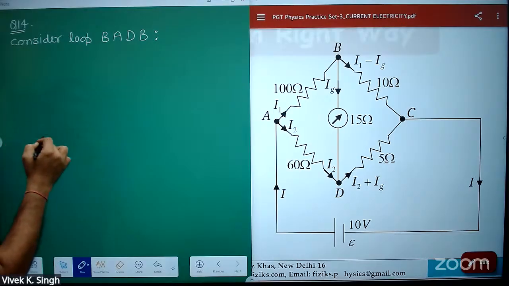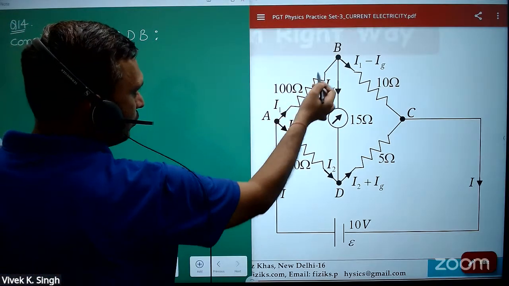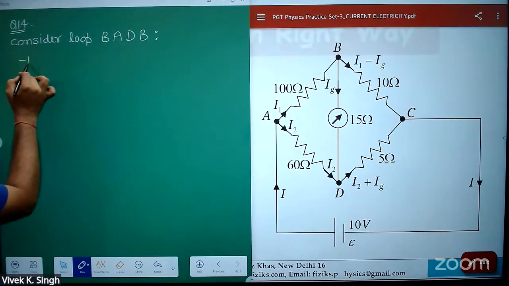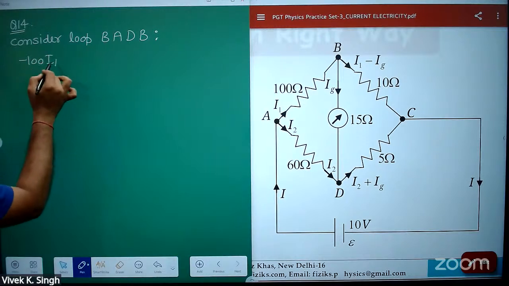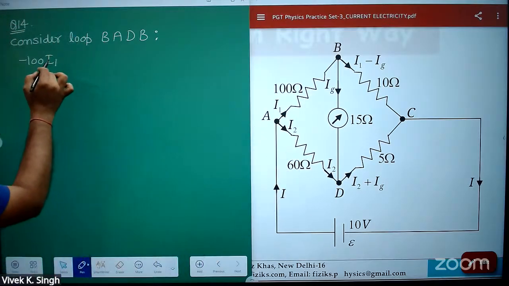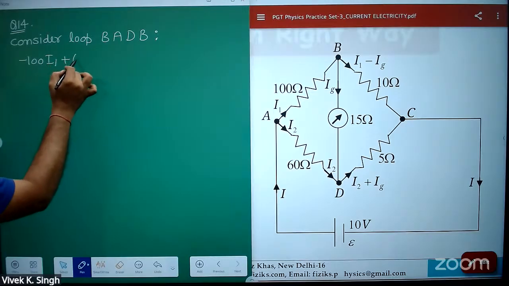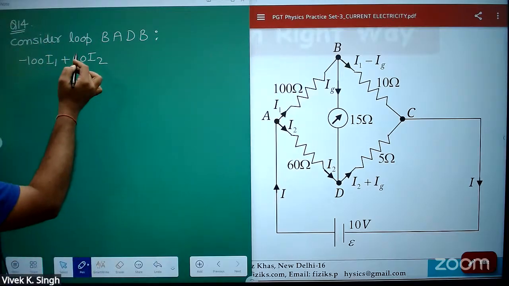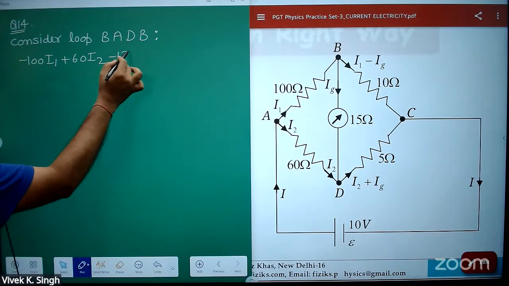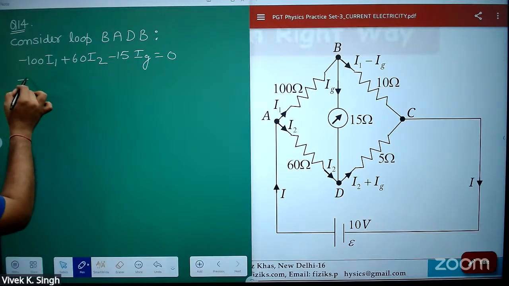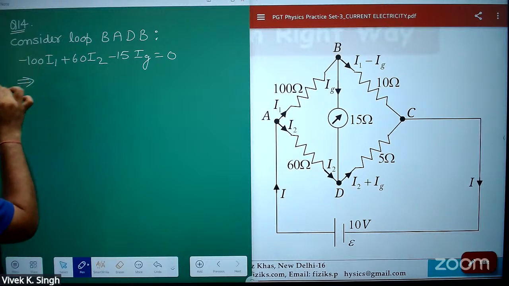So what you will get if you are moving in this direction: this is lower potential, this is at higher potential. So this is minus 100 I1. Then this will be plus 60 into I2, and then this will give you minus 15 into IG. Minus 15 into IG is equal to 0. Or this can be written as, let's divide it by 5.